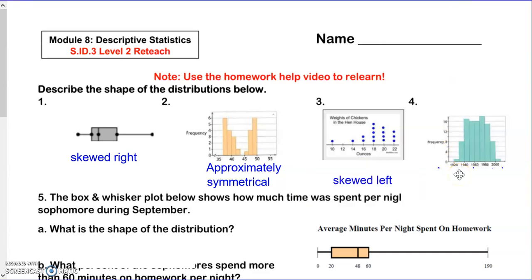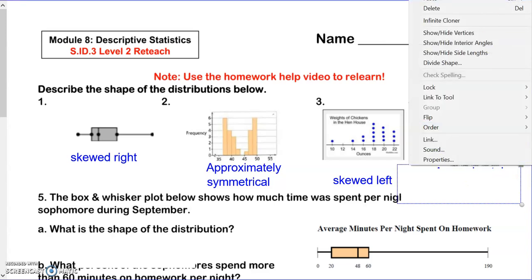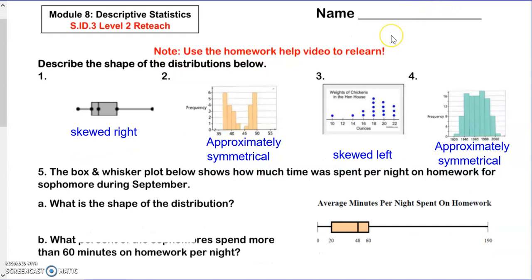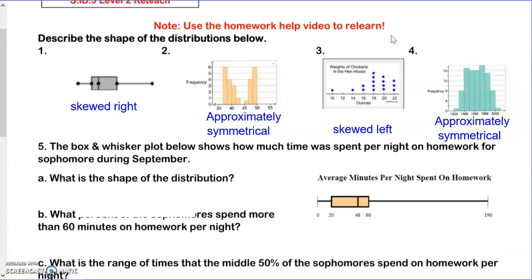Now this one again looks like it's in the center. So I would say it is approximately symmetrical. The box and whisker plot below shows how much time is spent per night on homework for sophomores during September. Again, it looks like it's going to my left, so therefore I'm going to say it's skewed right.